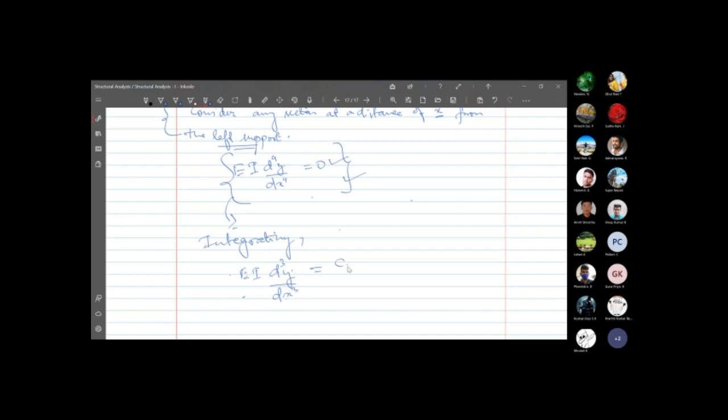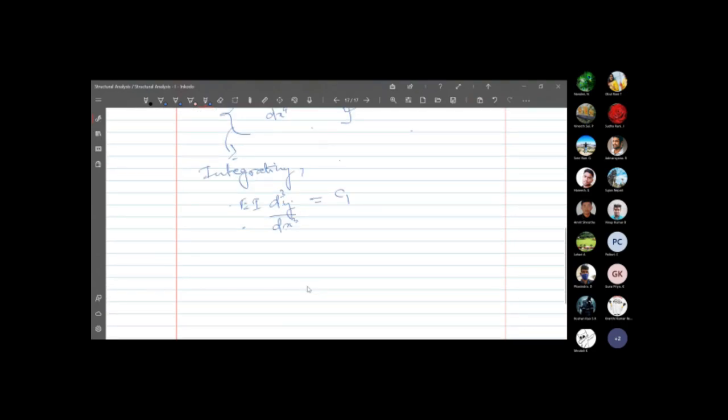that it is C1, and here this d cube y by dx cube, that is at x equals to 0, we have the shear force equals to R. Okay, so therefore C1 equals to the reaction R. So therefore I can write it as EI into d cube y by dx cube equals to R.